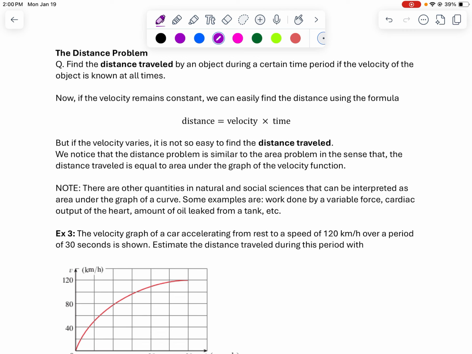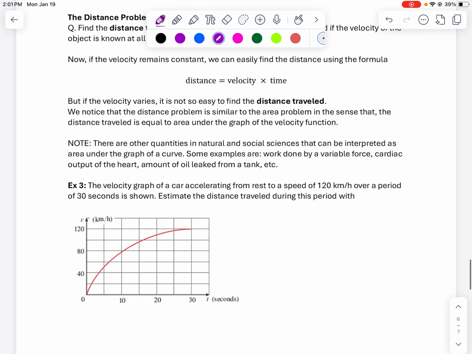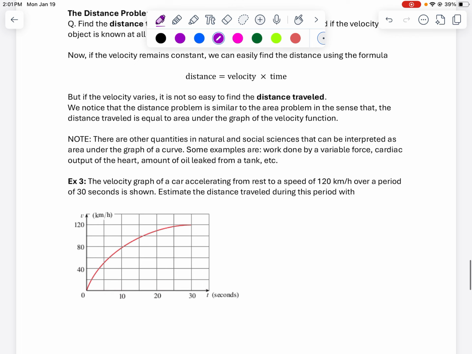It says the velocity graph of a car accelerating from rest to a speed of 120 kilometers per hour over a period of 30 seconds is shown. Estimate the distance traveled during this period. They didn't give us anything, but we will ourselves decide how many subintervals we want, or what n should be, and then we will do the problem with both the left-hand and the right-hand.